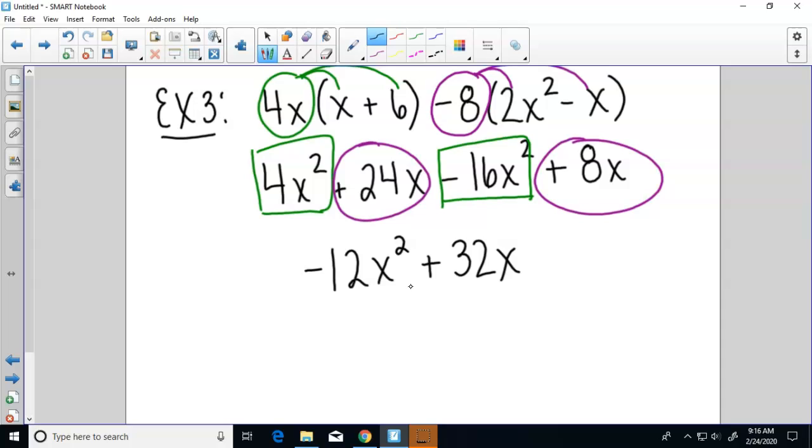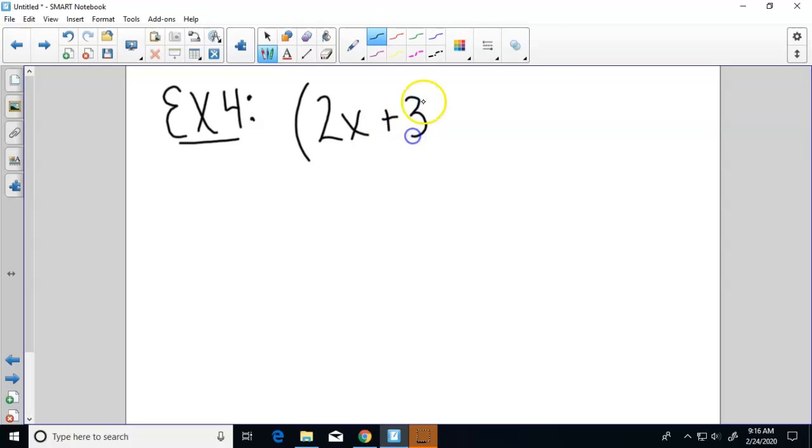Okay, so now things are going to get a little bit more complicated. Not really. It's the same thing. The problems just look a little bit different for these. So, for example 4, we're going to have 2x plus 3 times x minus 5.